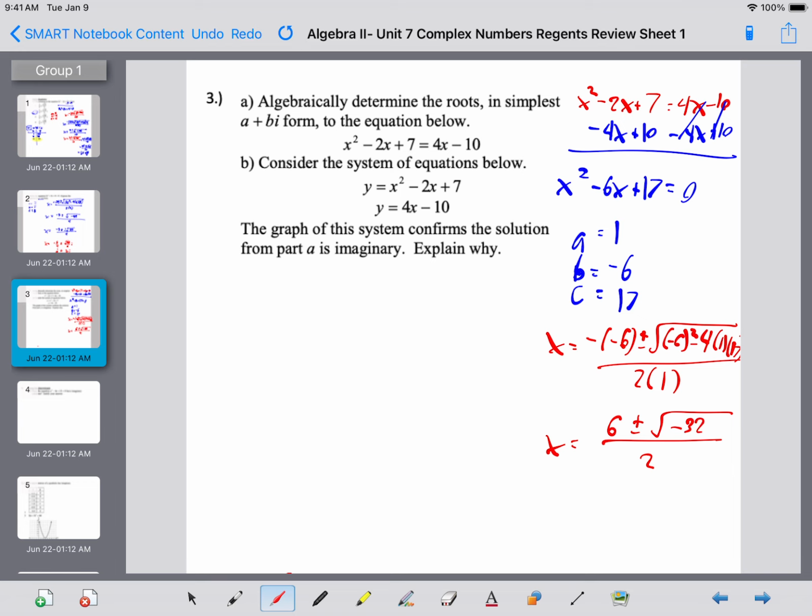It wants simplest a plus bi form. So we can pull out the i. 32. I believe the greatest factor that's a perfect square is 16. Let's just check that. 32 divided by x. I see 1 and 32, 2 and 16. So 6 plus or minus radical 16, radical negative 1, radical 16 times 2 is 32.